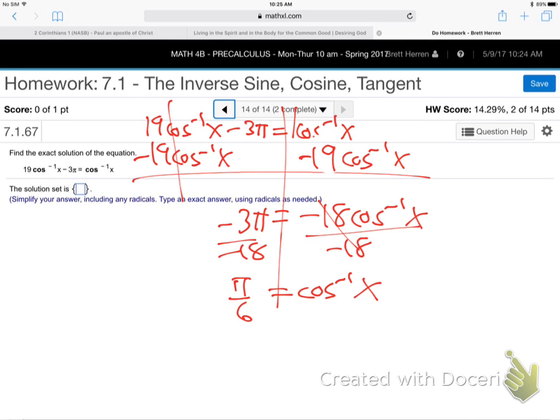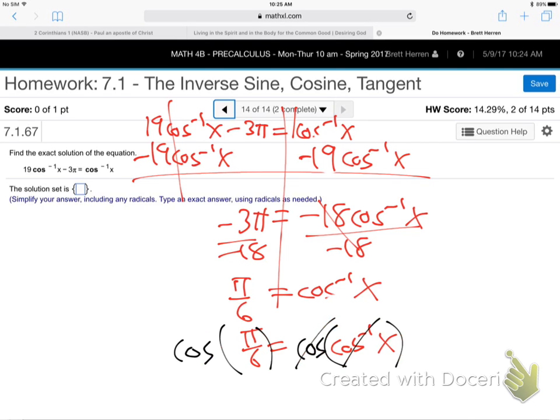We good to there? What can we do at this point? Get x alone. Got to get that cosine inverse off of it. So what do we do? Cosine of both sides, right? So we'll do a cosine of both sides, and the cosine cancels the cosine inverse, so we get cosine of pi over 6 is x.